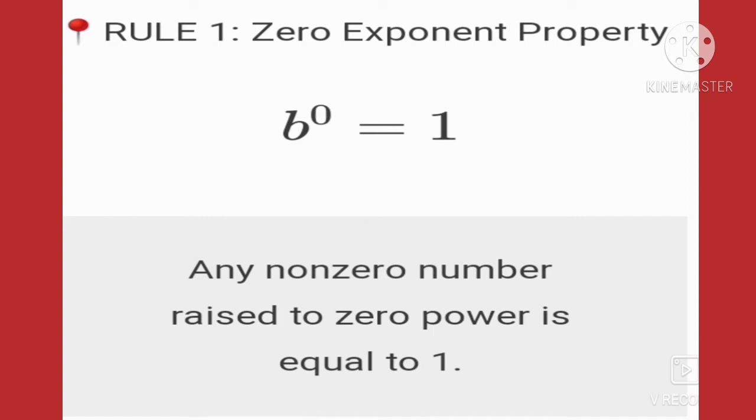Students, the first rule is zero exponent property. b to the power 0 is equal to 1. Any non-zero number raised to 0 power is equal to 1. So, any number raised to 0 results in 1. Okay?